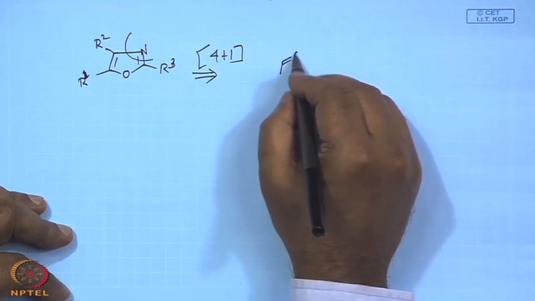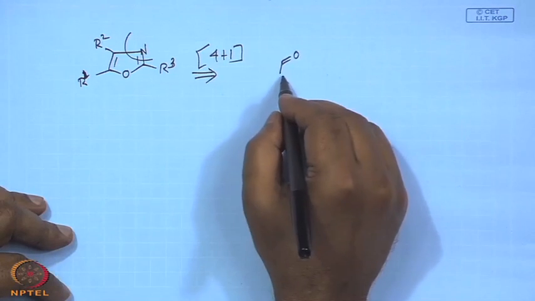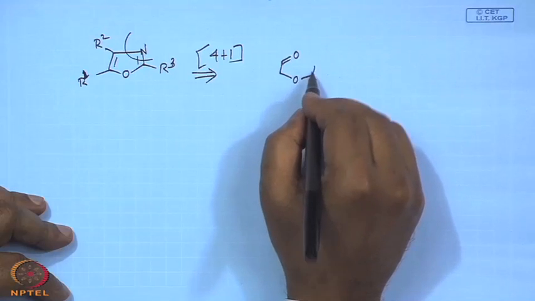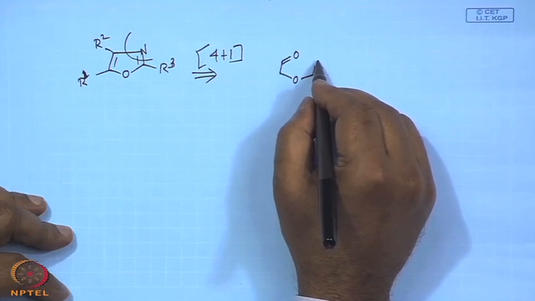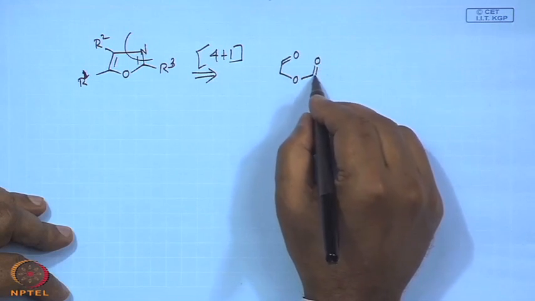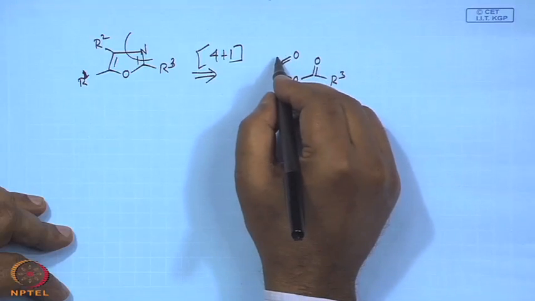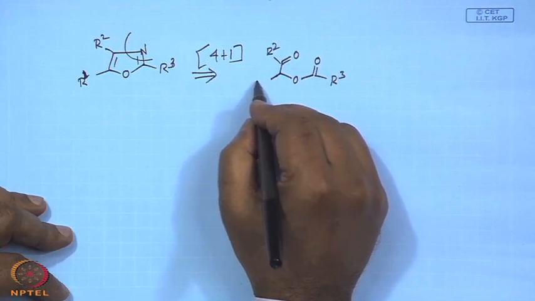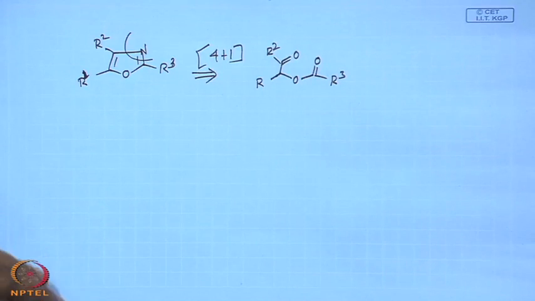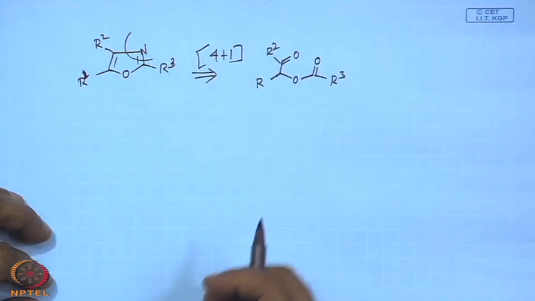That means if you cannot have this amine, you will have hydroxy here, and once again oxygen, R3 and R2, and R1. Let me just pull out this one atom by breaking two bonds, so that you can break open into 4 plus 1.